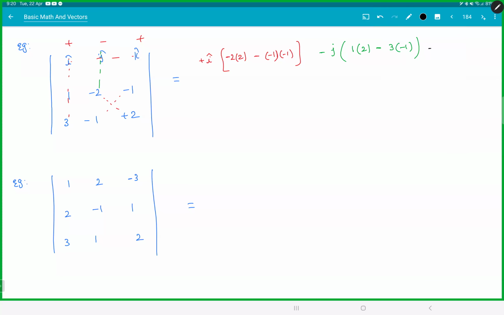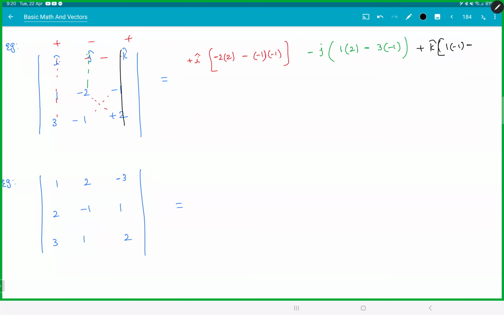The fourth one, I'll take the k cap. So this and this will go off. I need to take this matrix, which is k cap into 1 into minus 1 minus 3 into minus 2. There, now simplify this. So this is minus 4, and that's minus 1, minus 5 i cap. This is 2 plus 3, minus 5 j cap. That is minus 1 plus 6, plus 5 k cap.